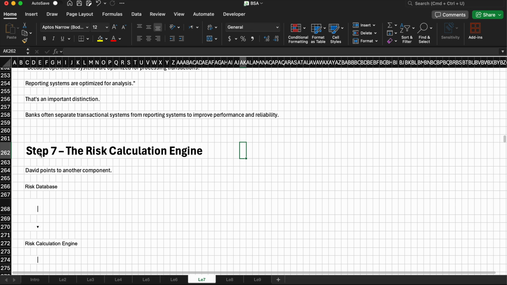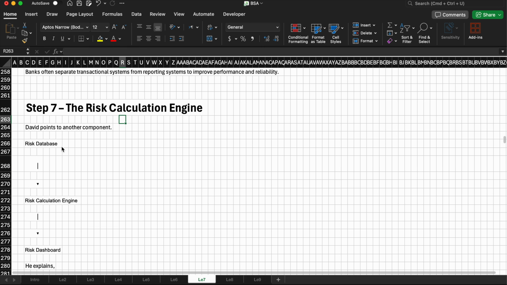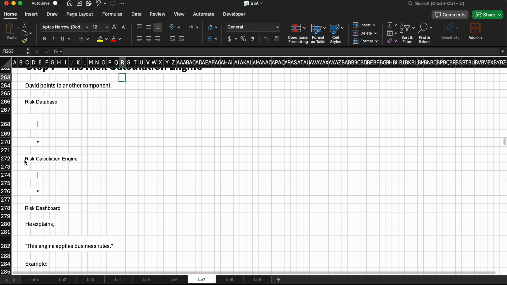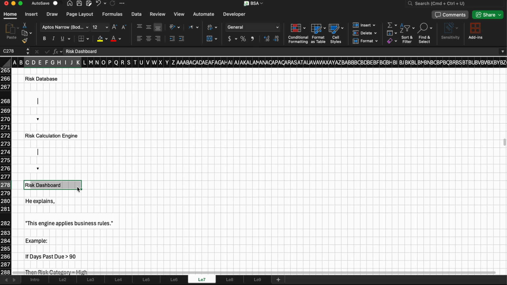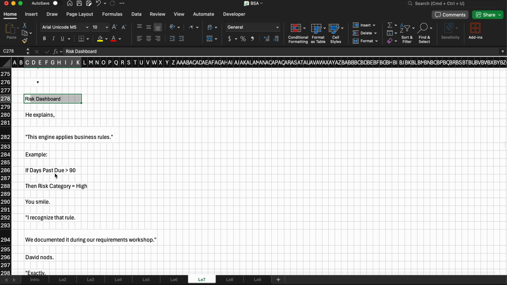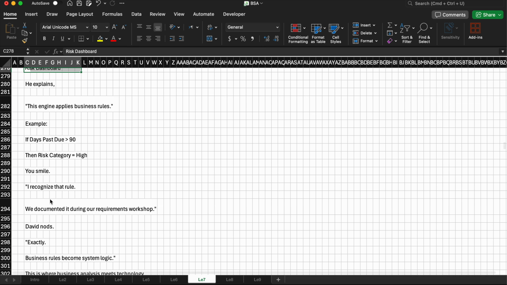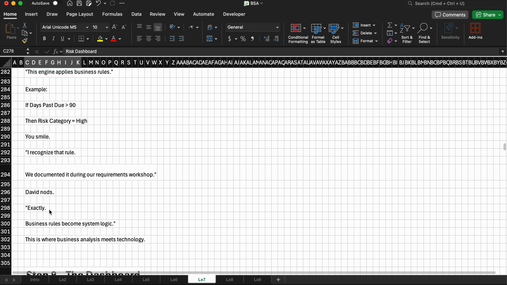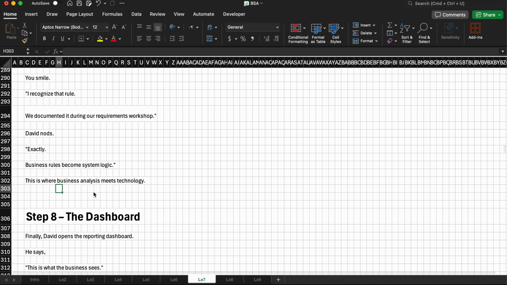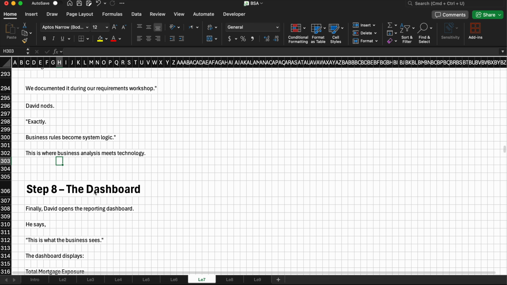Okay. So number 7, risk calculation engine. David opens another component: risk database, risk calculation engine, risk data dashboard. He explained this engine applies business rules. Example, if days past due is greater than 90, then risk category is high. Usmail, I recognize that rule. We documented it during the requirement workshop, right? So David notes exactly how a business rule becomes system logic. This is where the business analysis meets technology.